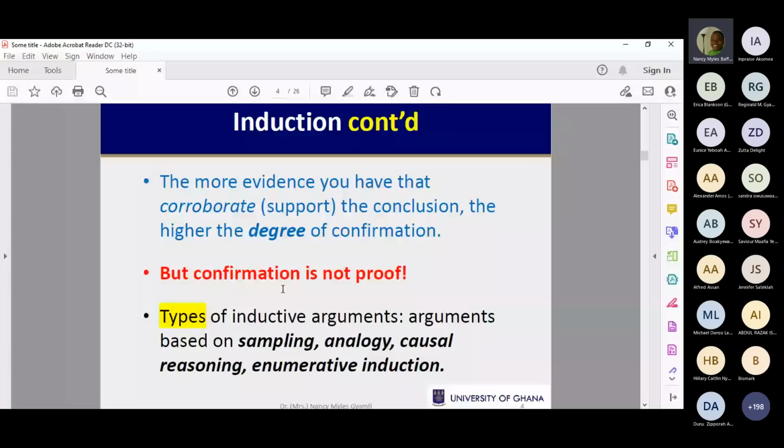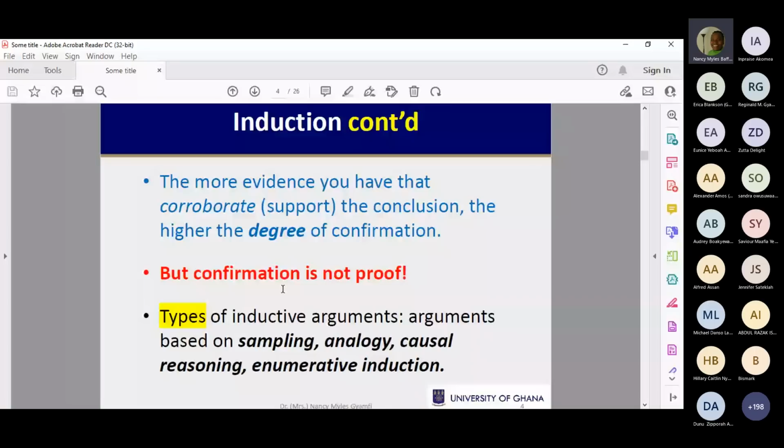So we say that when we confirm a claim, we shouldn't say we have proven it. Why is it not a proof? If it is a proof, it cannot be other than what it is. If you say you have proven it, it means there cannot be a counterfactual. There cannot be an opposition to what you have found out.